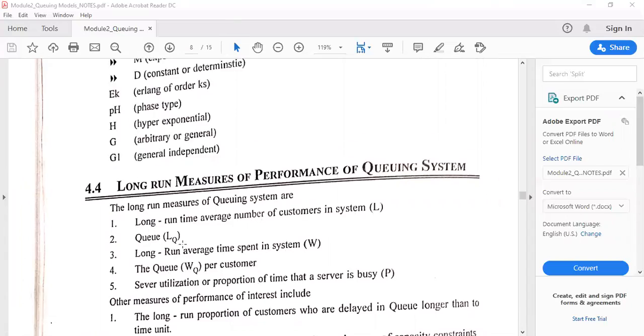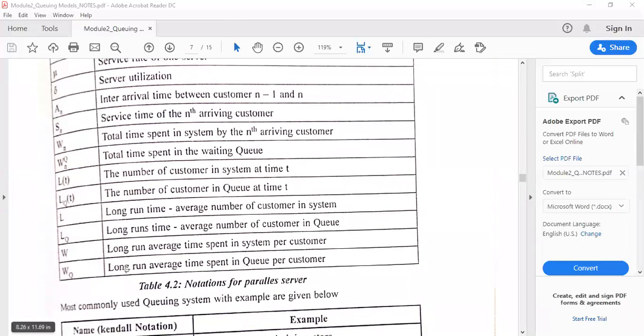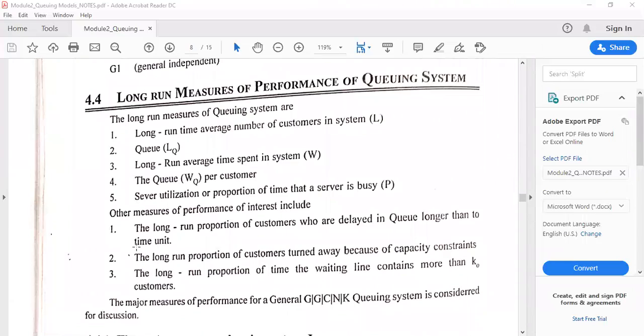All these are different variables which you have already seen, right? In the notations of parallel server, we have seen a few of those variables, and we'll be using them in order to determine the long run measures of the queuing system, right? These 5 variables are called the long run measures: the long run average number of customers L and LQ, the long run average time spent in the system W and WQ per customer, and the server utilization or proportion of time that the server is busy.